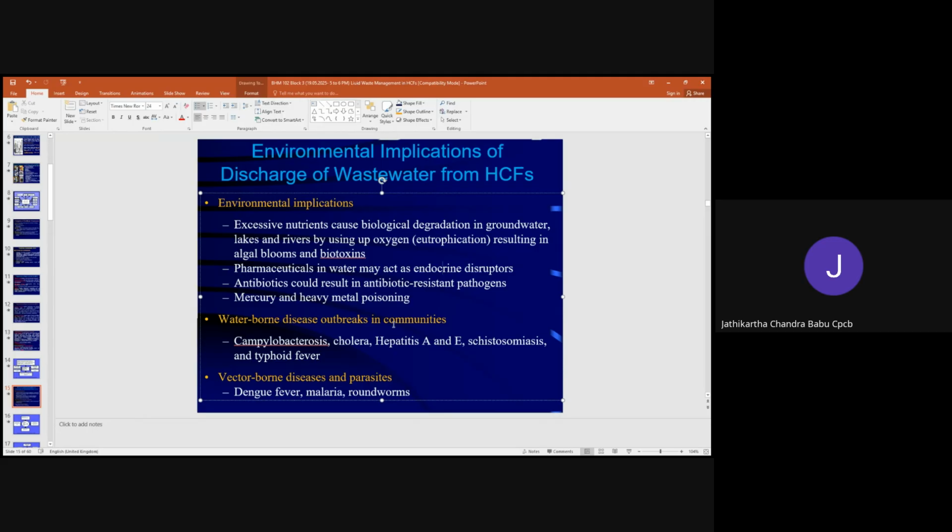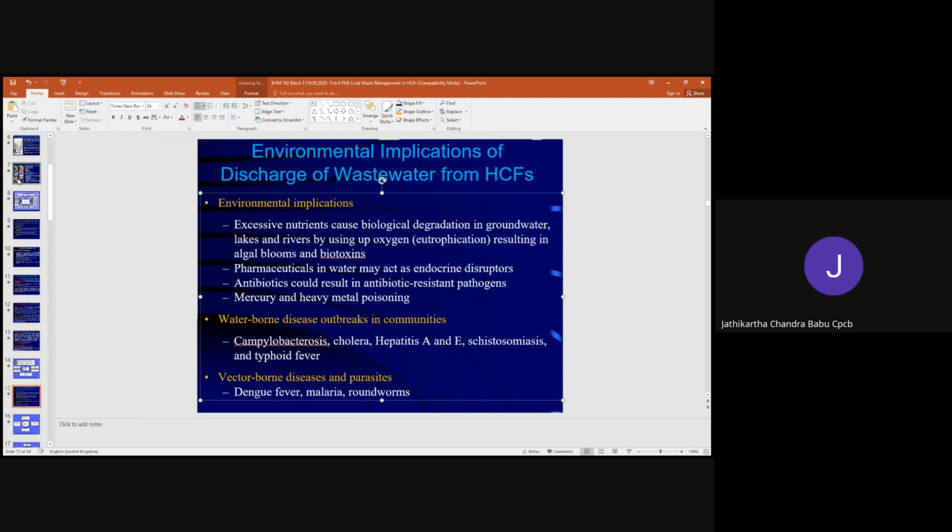You can expect some sort of outbreaks in the hospital, such as waterborne diseases. You remember this, please. It may cause hepatitis A and E, and also cholera, diarrhea, and typhoid problems because of the waterborne diseases. It may even cause vector-borne diseases and parasites such as dengue fever, malaria, and roundworms. It may cause this impact.